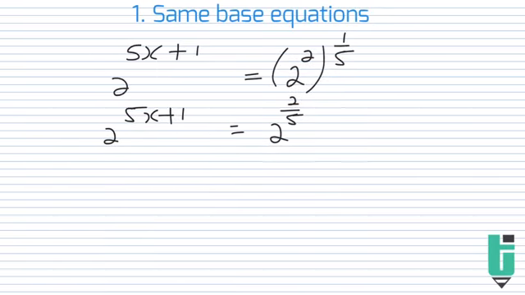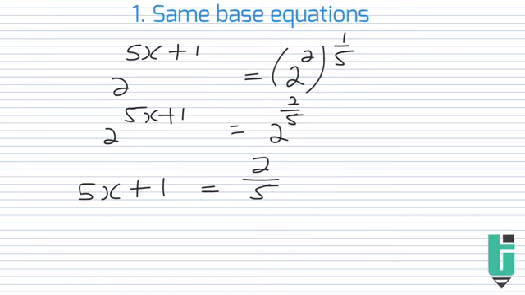So now what do we have? We've simplified this whole equation such that we have a common base, in this case 2. And now it's easy. All we do is set the exponents equal to each other. So on the left hand side we have 5x plus 1, and that'll be equal to 2 over 5, which is on the right hand side. Now it's pretty much very straightforward. All we're doing now is just solving for x.